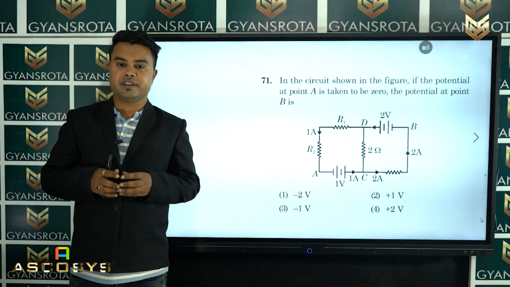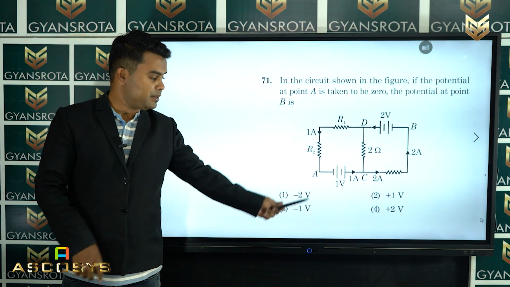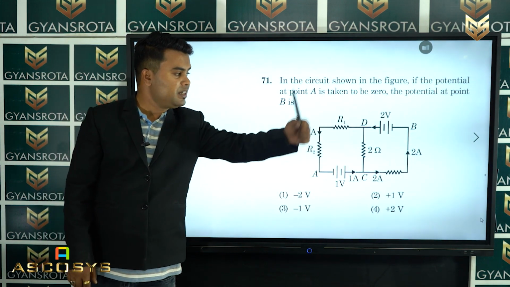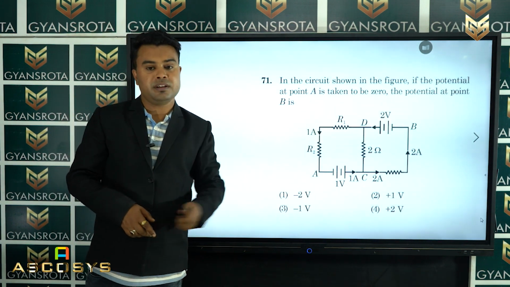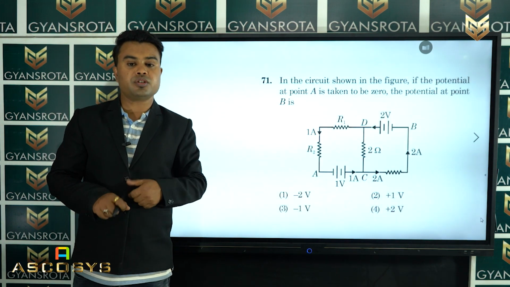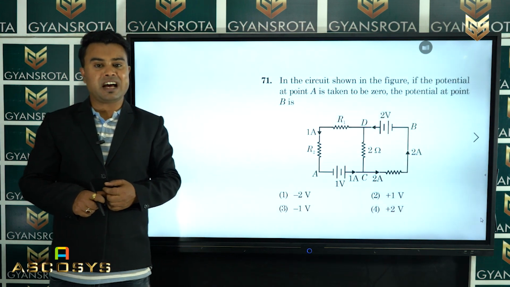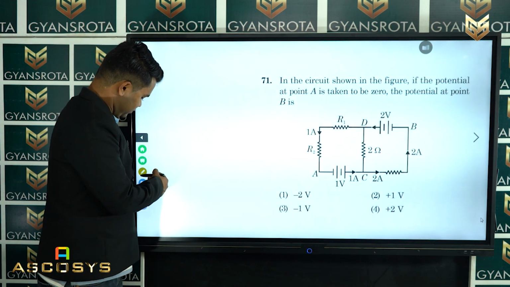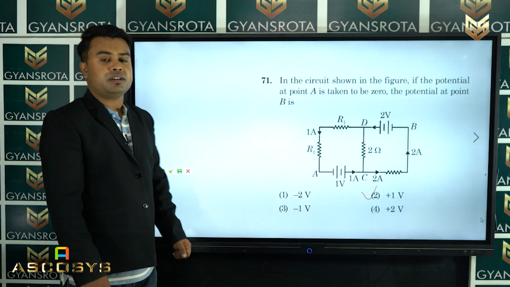In the circuit shown in the figure, if the potential at point A is taken to be 0, that means at point A the potential is 0, then you have to calculate the potential at point B. Fine. So take up these 2 points A and B. You can take the loop as well, using Kirchhoff's voltage law it can be solved, and you can find the final potential at B. So the right answer for this question will be plus 1 volt. I want you to try by yourself, easy question, right?